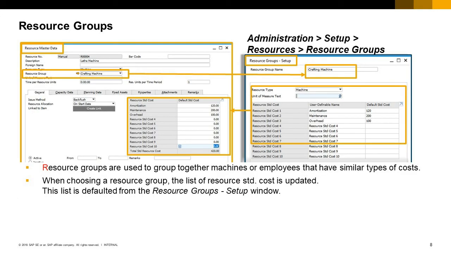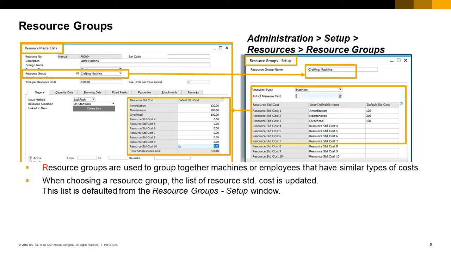Each resource type can have many resource groups. The resource groups are used to group together machines, employees, or other resources that have similar types of costs. Resource groups are defined on the Resource Groups Setup window. Here, you can define up to 10 user-defined cost components for each group. Each cost component can be given a meaningful name for a cost related to the resource.